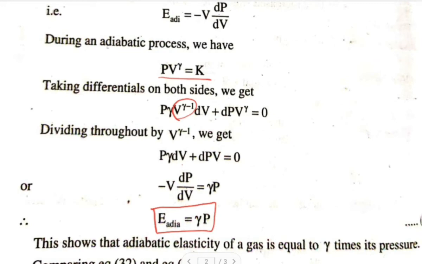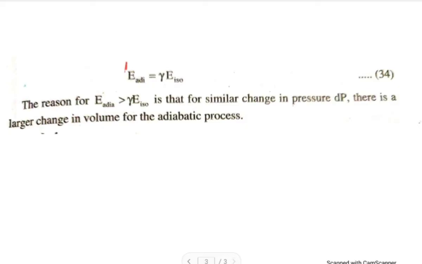So this shows that adiabatic elasticity is gamma times the pressure. In the earlier case we got isothermal elasticity is P, and here we obtained adiabatic elasticity is gamma P. So we can easily show that adiabatic elasticity is gamma times isothermal elasticity. Comparing these two equations we can reach this relation between adiabatic elasticity and isothermal elasticity, and it shows that adiabatic elasticity is greater than isothermal elasticity for the same change in pressure and volume.